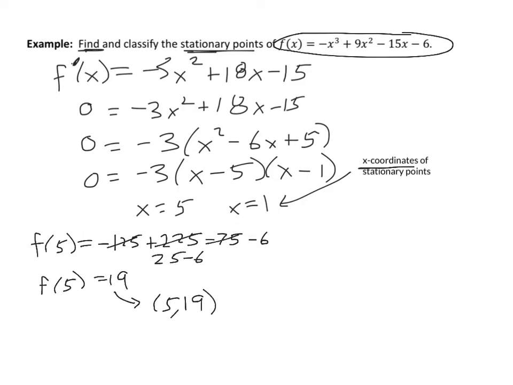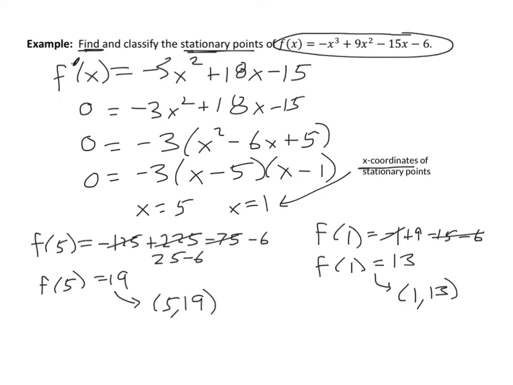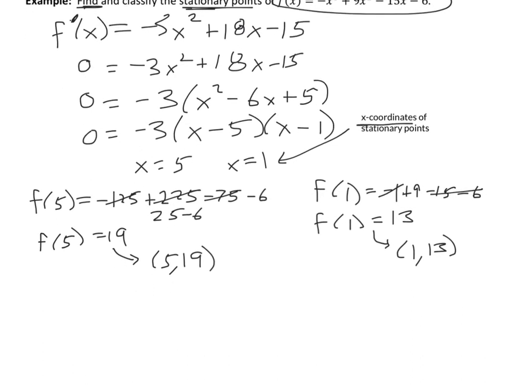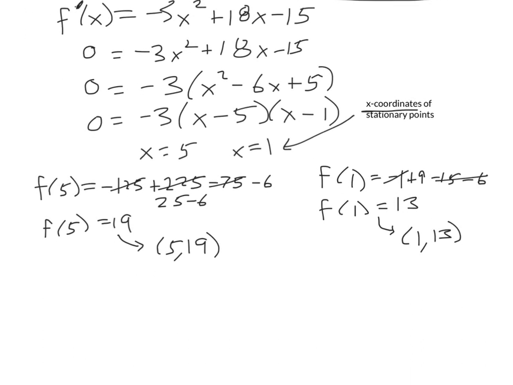We might not know if that's a max or a min, but we know that that's one of the stationary points. Now for the other one, f of 1, when I plug 1 into the original function, I'm going to get negative 1 plus 9 minus 15 minus 6. So let's see here. These two together will be negative 21, negative 22, and so when we add 9 to that, we're going to wind up with 13. So it looks like this stationary point is located at (1, 13). Okay? So now that I have these two points, I need to find out if these things are maxes or mins.